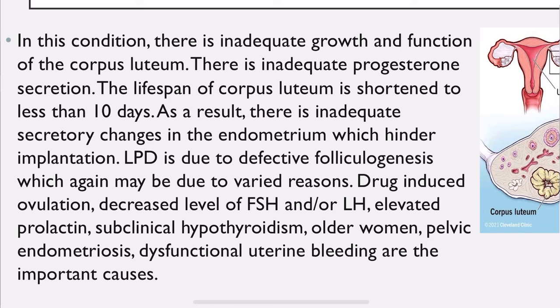Older women, pelvic endometriosis. You see, in older women, there is less ovulation happening, and the menses are going to cease in the later stages of life. So what happens? There will be luteal phase defect in the older women. Pelvic endometriosis, you see the condition I told you earlier. In this condition also, dysfunctional uterine bleeding, DUB, is because of the altered hypothalamo-pituitary ovarian axis. These are the important causes for the luteal phase defect, guys.